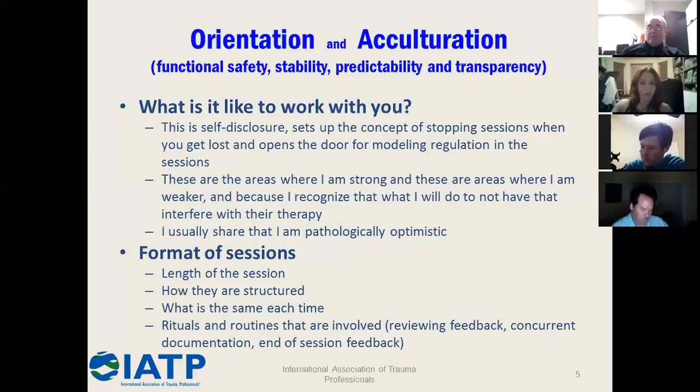So what I am actually doing is putting them in the place of being the critical consumer of their own therapeutic process, so that they're constantly looking at it, asking the question of what can be done to make it better. And that is really useful for folks. I cannot overemphasize that.